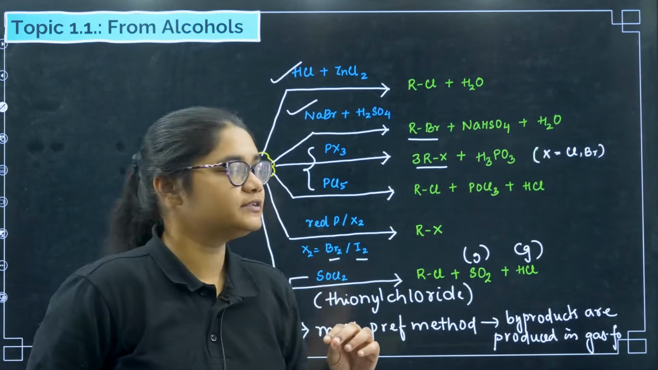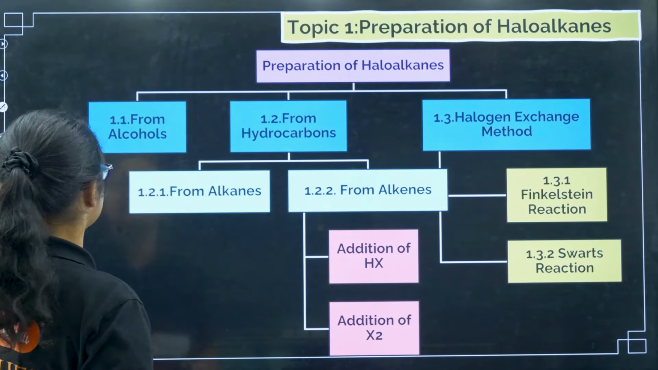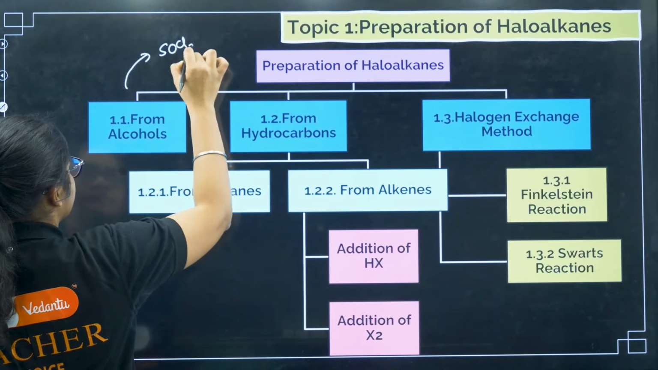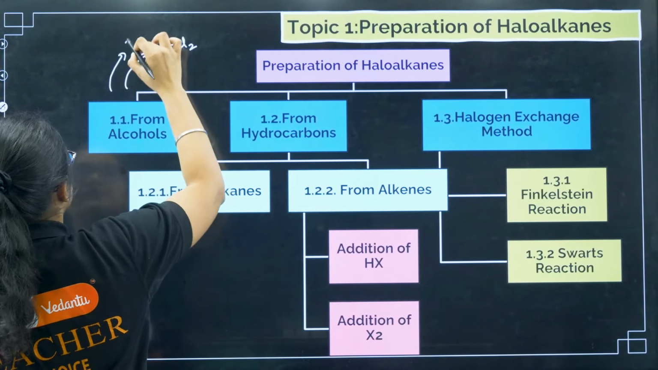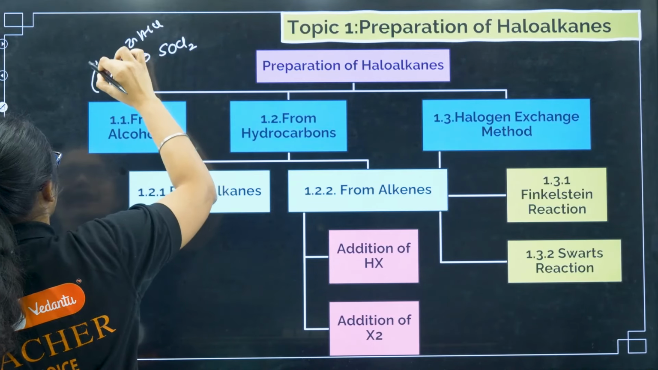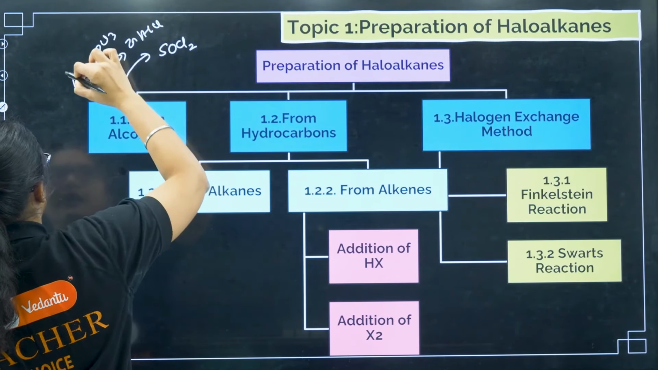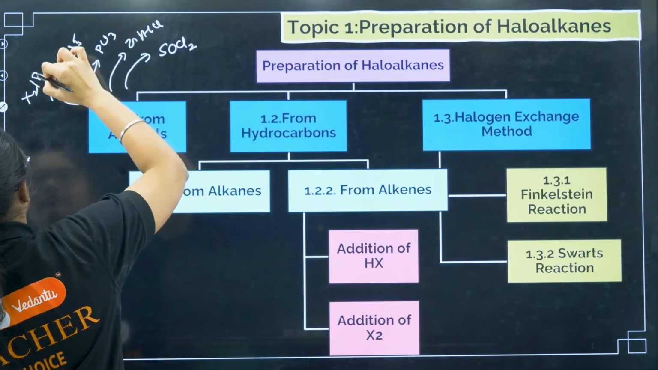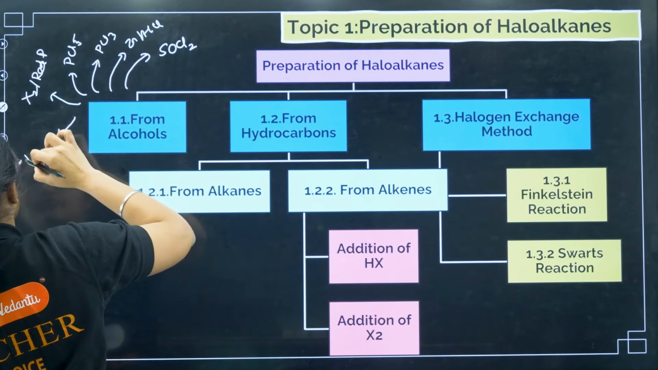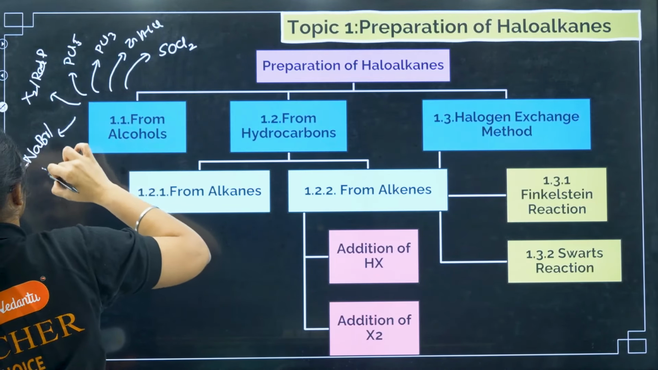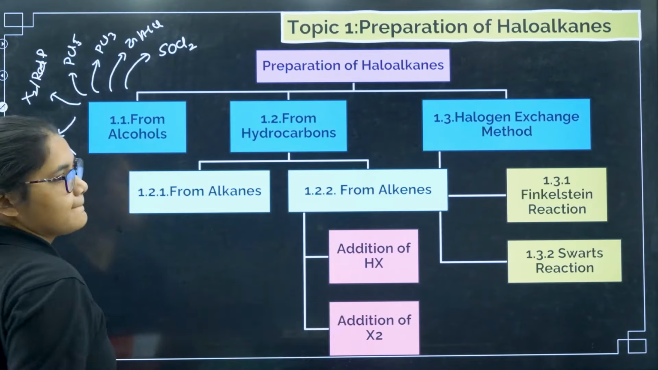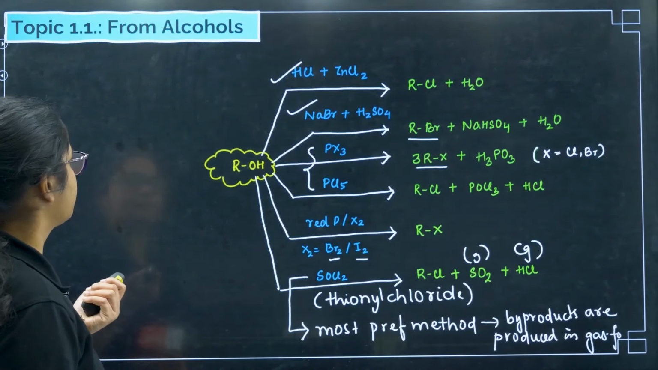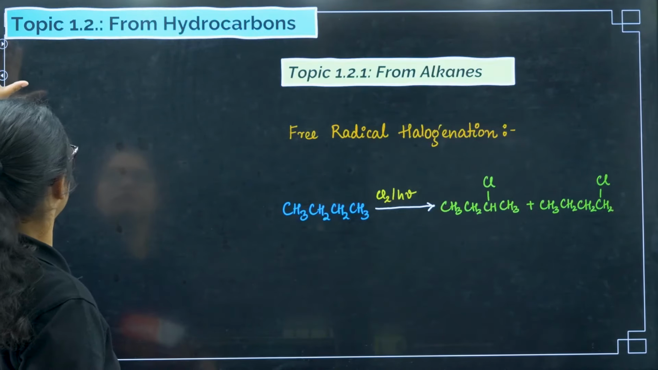Okay, so from alcohols, what all reagents we have? Can we just revise them? From alcohols I have 6 reagents, right? The first one, which I remember is the most preferred one, SOCl2. Then I have Zn and HCl. Then I have PCl3, I have PCl5. Then I have X2 and red phosphorus, and then I have NaBr and H2SO4. Okay, clear? Next we will go to the next part, that is from hydrocarbons.